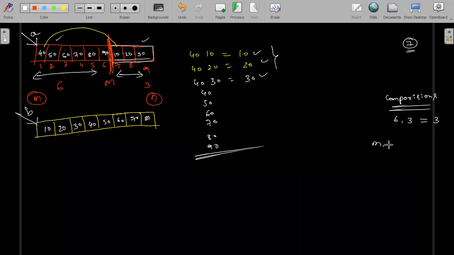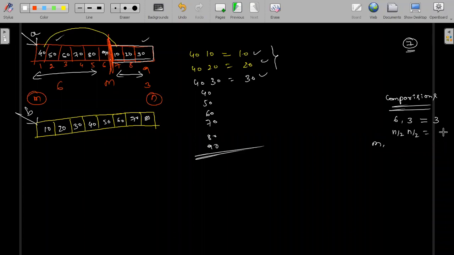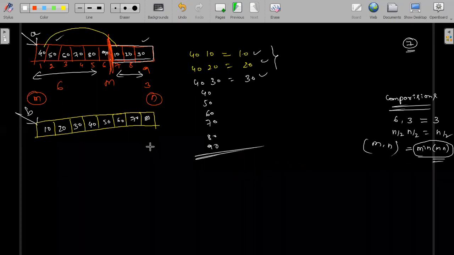Let me say m comma n. You can say it like this: n by 2 into n by 2, that is equal to n by 2. Here one more important thing: it is m into n, not plus, it is into. So totally the minimum we will get is the minimum of m and n. So how many comparisons will you have? Only the minimum of m and n.